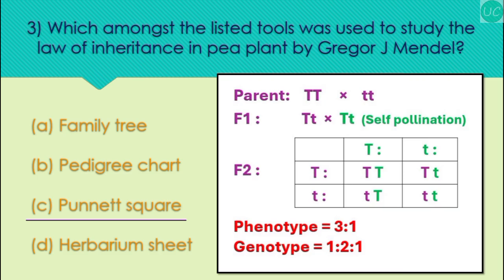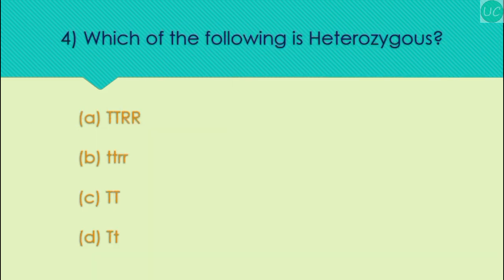Now this is the diagram of a Punnett square. The table in between is the Punnett square. The Punnett square is a square diagram that is used to predict the genotypes of a particular cross or breeding experiment, and it is named after Reginald C. Punnett. Okay, our next question is which of the following is heterozygous?